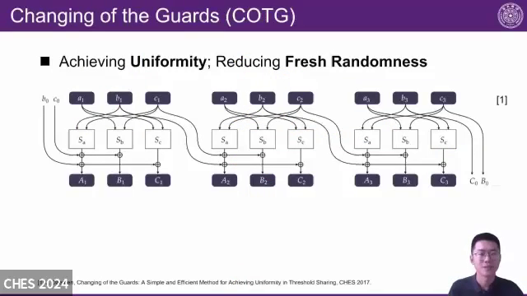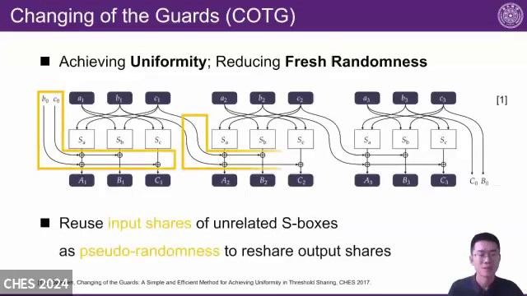First, we reused the pseudo-random numbers from COTG. COTG, changing of the guard, is a technique introduced by Professor Yun Damen to ensure uniformity and reduce the need for fresh randomness. To ensure the uniformity of one Xbox output, COTG reused an unrelated Xbox input share as a pseudo-random number to reshare this Xbox output. This reused pseudo-random number is called a guard.